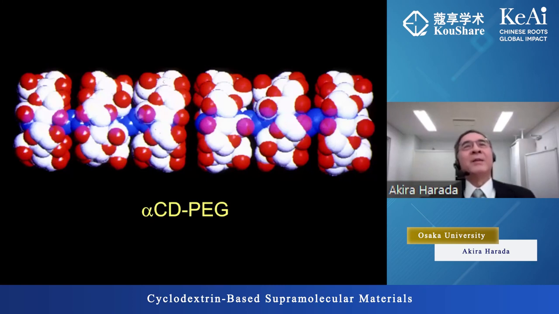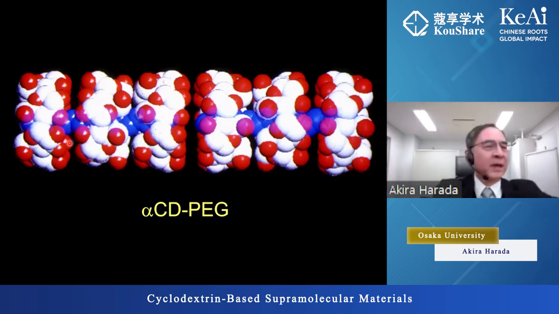Okay, so finally, this is a result of an X-ray study of a single crystal of the inclusion complex of alpha cyclodextrin with polyethylene glycol. In this case, we used hexaethylene glycol as part of the polyethylene glycol. Our ethylene glycol chain is included in the tunnel formed by alpha cyclodextrin. Two ethylene glycol units are included in a single alpha cyclodextrin cavity.